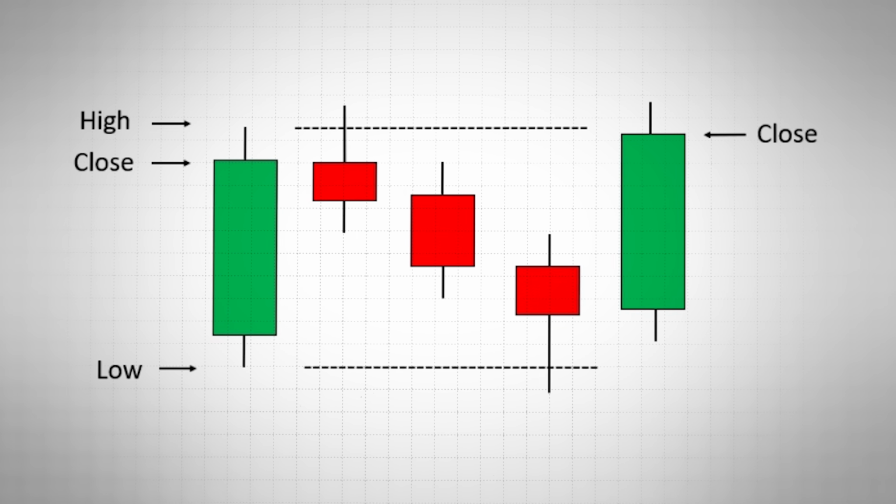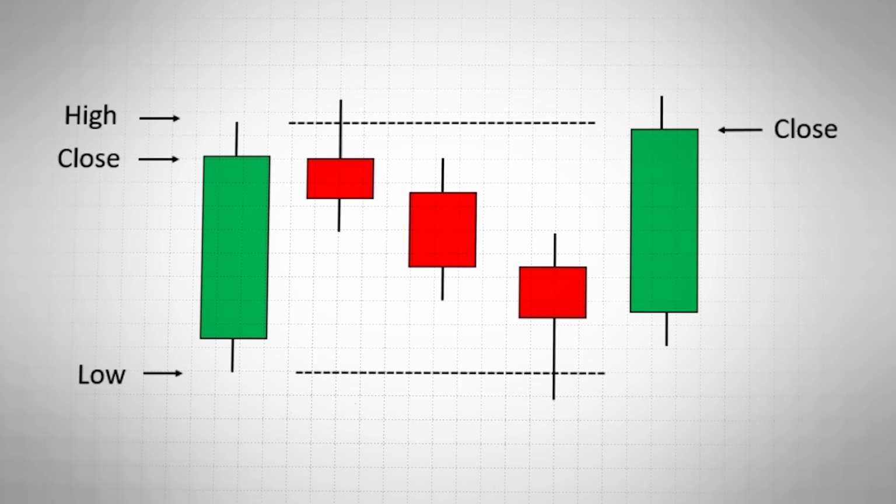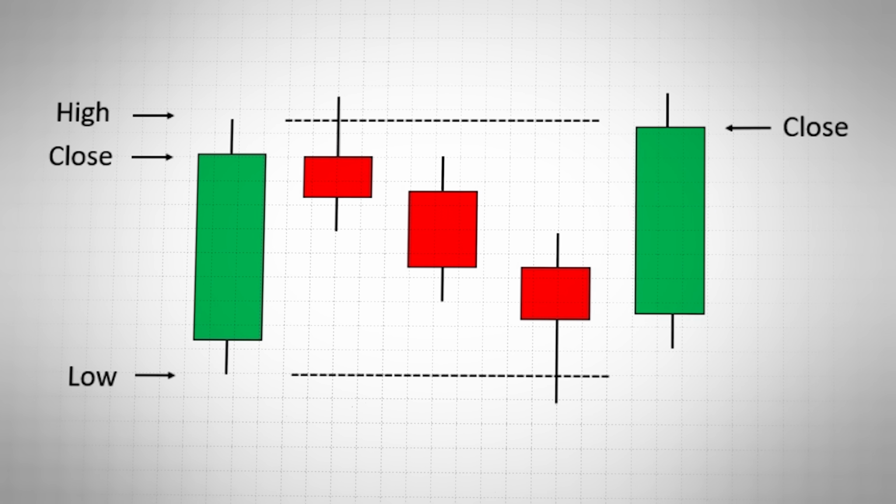Anyway, next up we have the rising 3 methods, which consists of a green candle with a large body, followed by 3 red candles with medium bodies and another green candle with an equally large body. Like the bullish 3-line strike, the rising 3 methods is only bullish when it occurs during an uptrend.